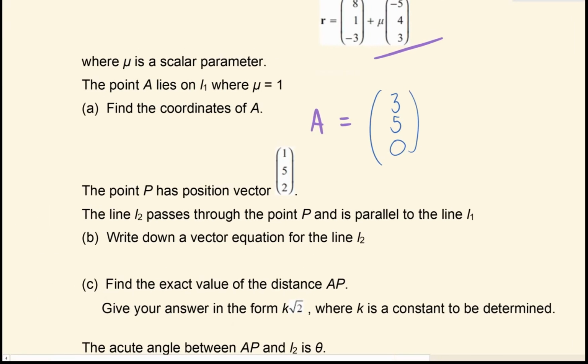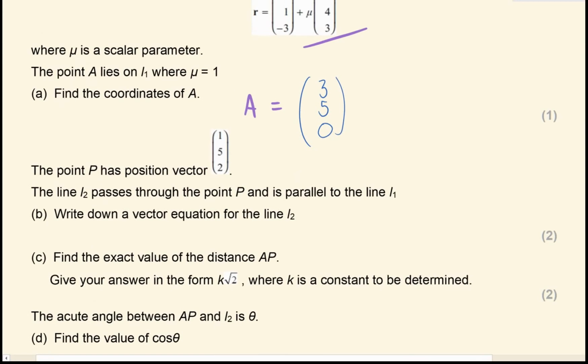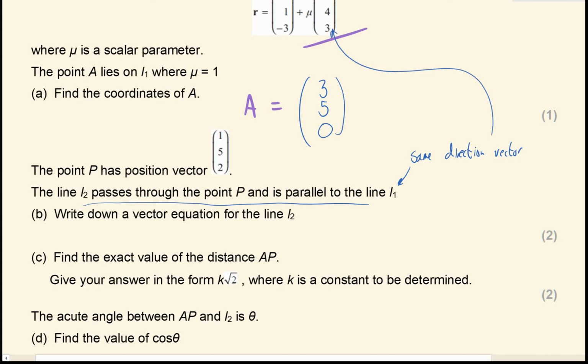We've then got a point P with position vector 1, 5, 2. The line L2 passes through P and is parallel to line L1. So parallel means they're in the same direction. So if 2 lines are parallel, that also means they're going to have the same direction vector. And again, the direction vector part was the part that went with the mu or the lambda or whatever letter we want. So write down a vector equation for line L2.